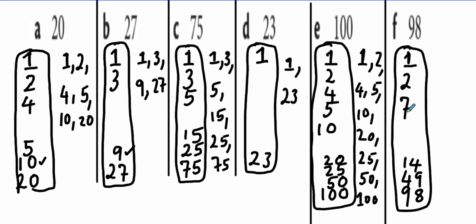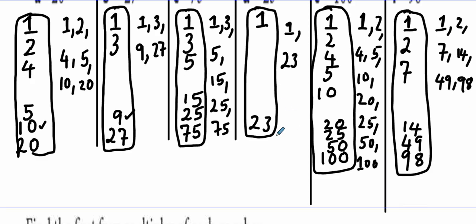Try 8, not possible. Try 9, 9 is not possible. So all these are the factors of 98. You can try to figure out some more if you can, but I think these are the only ones. So 1, 2, 7, 14, 49, and then the 98 itself will be one of the factors.